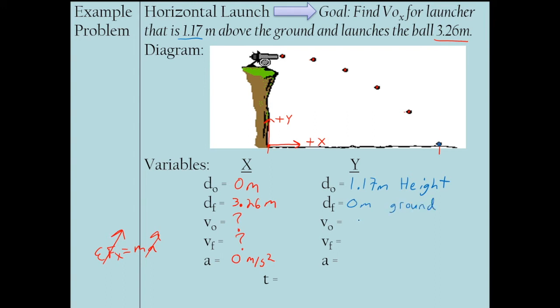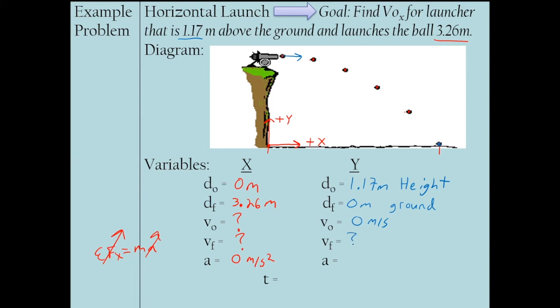The initial y velocity is going to be 0 meters per second because this ball is shot horizontally out of the cannon, meaning that there's no y velocity. It would have an initial y velocity if it was being thrown down or thrown up, but it's being shot horizontally, meaning that it's only being shot in the x direction.